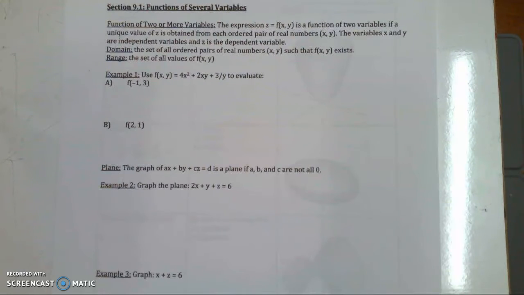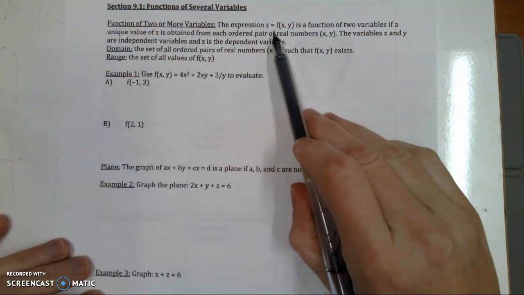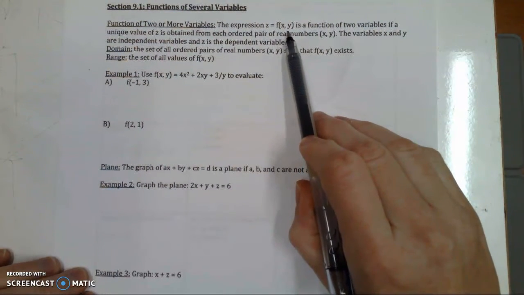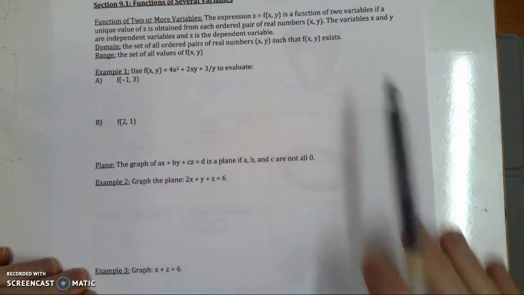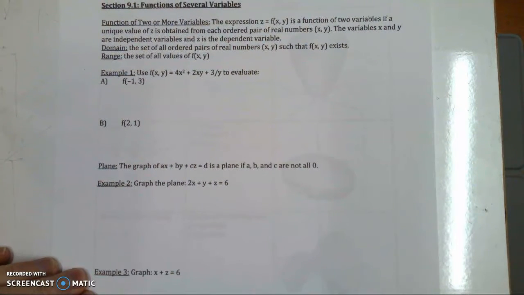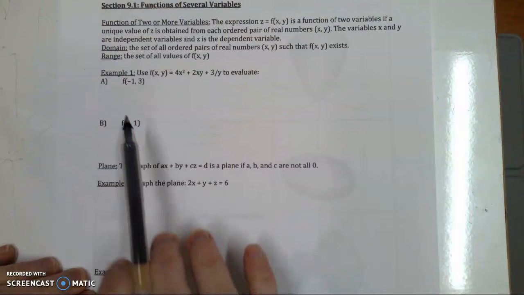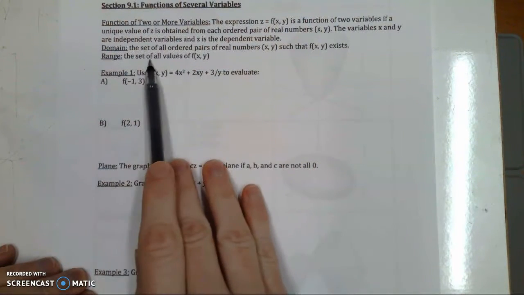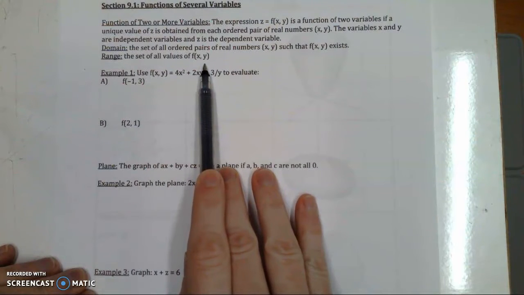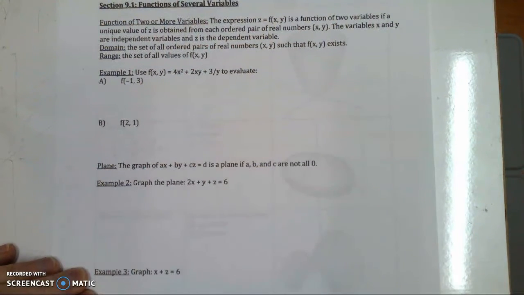Section 9.1, functions of several variables. So our definition, if we have a function of two or more variables, we're going to use this expression, z equals f of x comma y, if we have two variables. So we would say that x and y are the independent variables, and then z is the dependent variable, since it will change. So here the domain is the set of all real numbers, x comma y, and then the range is the set of all values for f of x comma y.